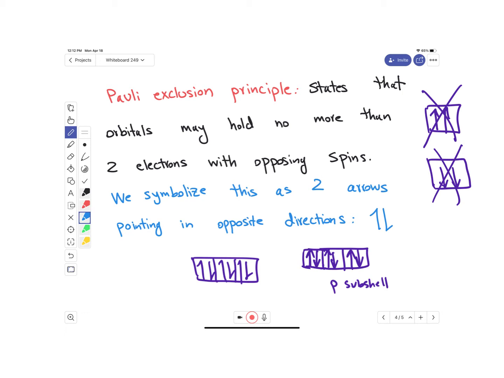So if I give you this and I say, is this orbital diagram consistent with Pauli exclusion principle? Yes or no? No, because we can have maximum 2 electrons, and each of these arrows represents an electron, and also they should be in opposite directions, right? So this cannot be right. So this is Pauli exclusion principle. Any question about that? Good.